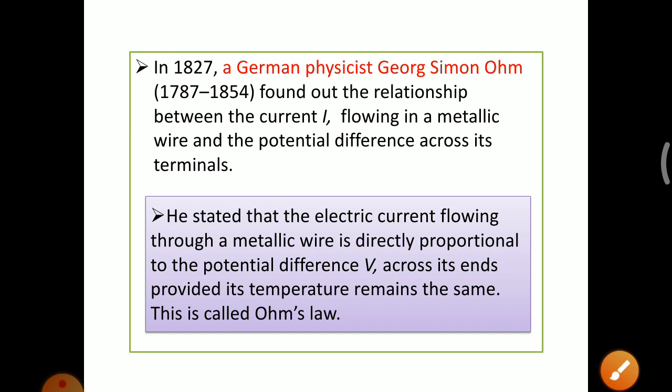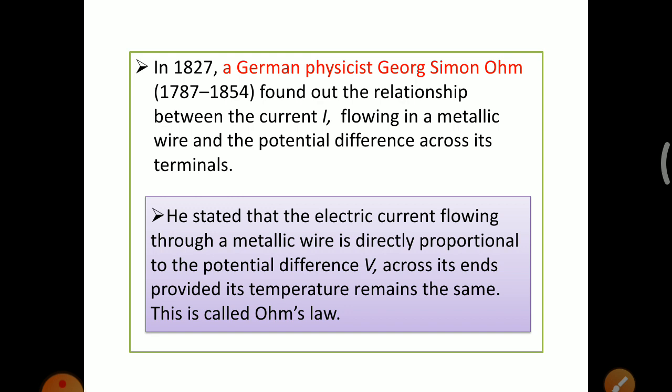So in 1827, a German physicist George Simon Ohm found out the relationship between the current I flowing in a metallic wire and the potential difference across its terminals. So who found this relationship between potential difference V and current I? A German physicist George Simon Ohm, in 1827.